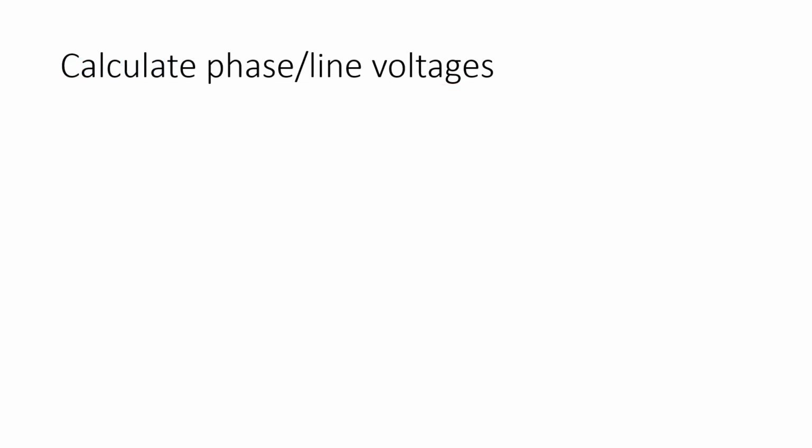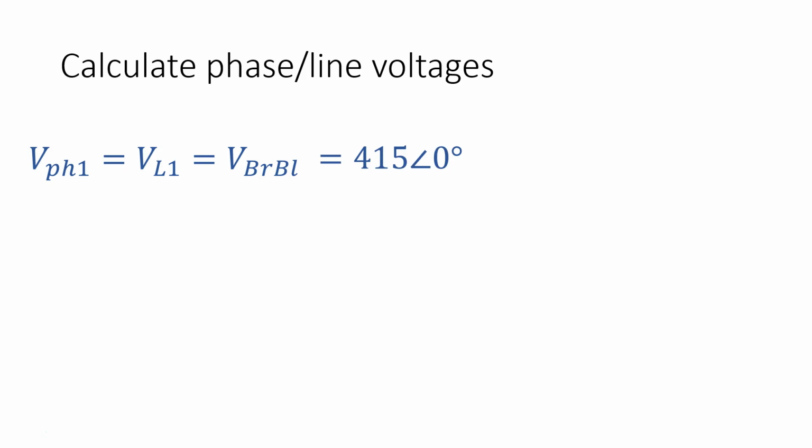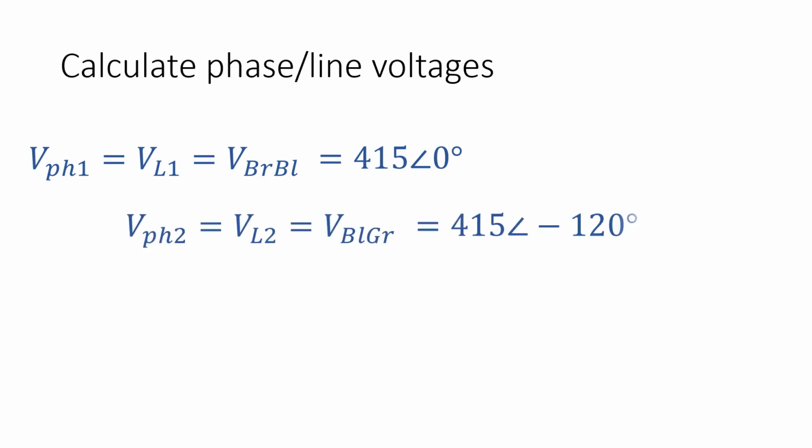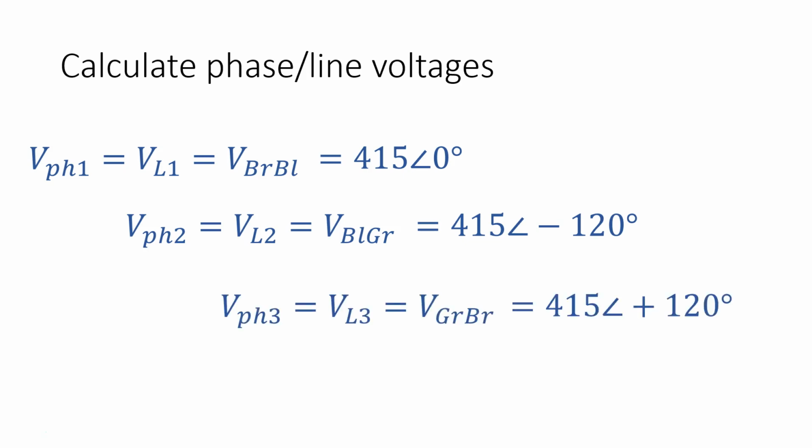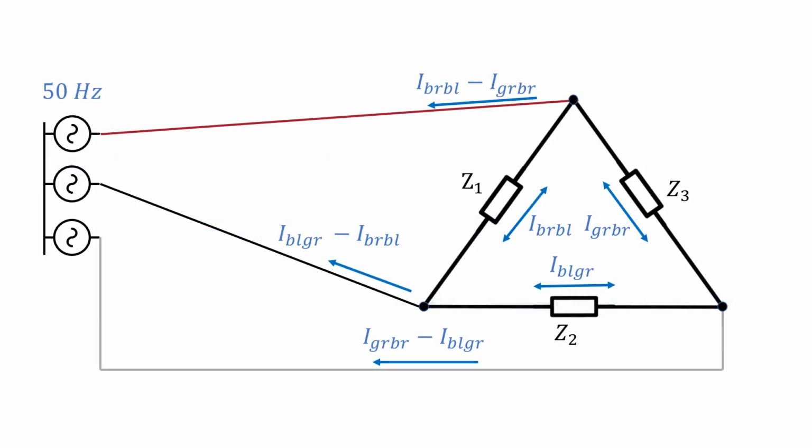First thing to do is calculate the phase and line voltages. Well, phase 1, we're going to take that as our reference, 415 at 0 degrees. Phase 2 is 415 at minus 120 degrees. And phase 3, as you should all be saying by now, 415 at positive 120. So these are the currents that we're looking for, just like the last example. We're looking for here our phase currents and our line currents.